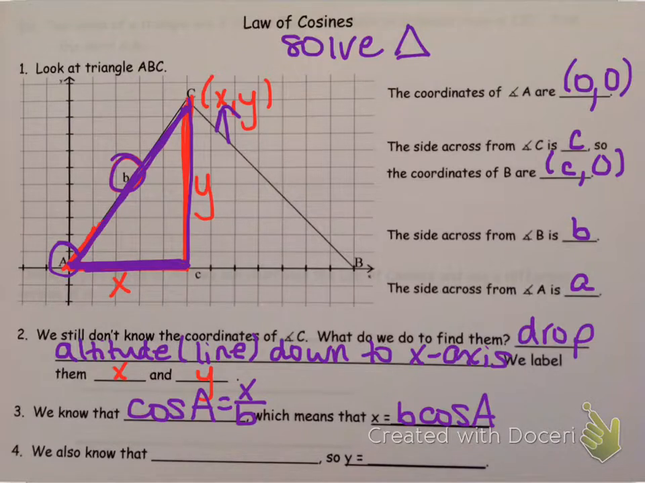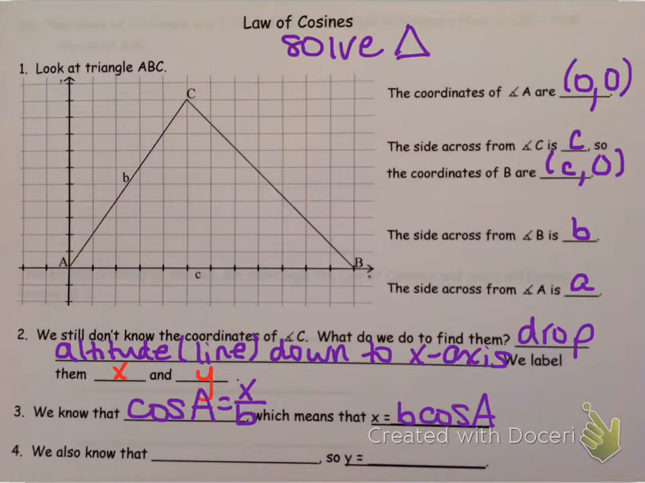That gives me a formula that would solve for this x-coordinate. Because my picture's getting too cluttered, instead of calling this side x, I'm going to call this side B cosine of A.